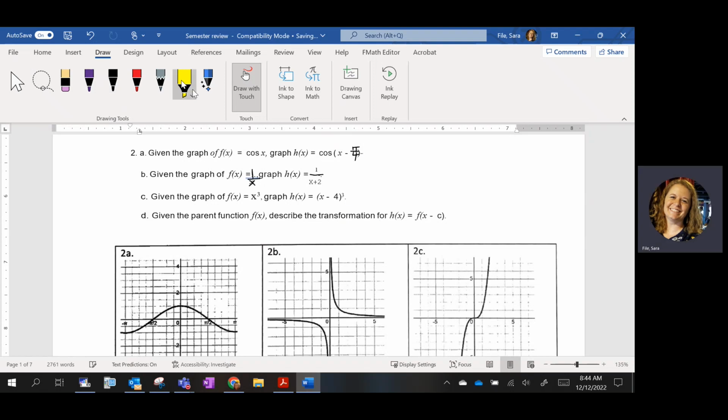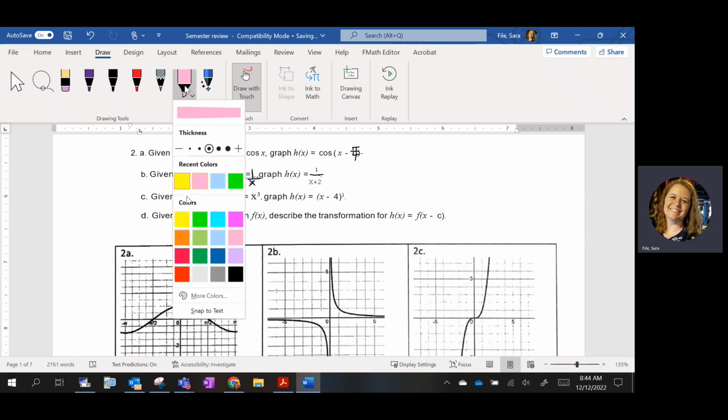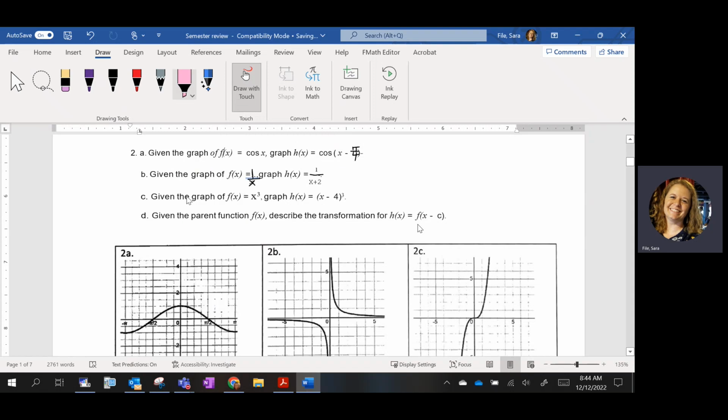Okay, so now notice what's happening in all of these functions is not the plus d. This time it's minus c. There's something happening inside the function. So you can see that minus pi fourths is inside the trig function. You can see that this plus 2 is inside the denominator with the x. You can see that this minus 4 is inside what is being cubed with the x. So all of these are practicing the x minus c transformation.